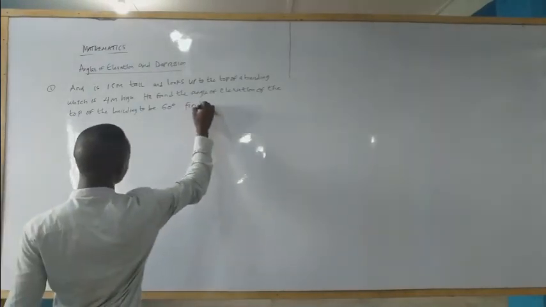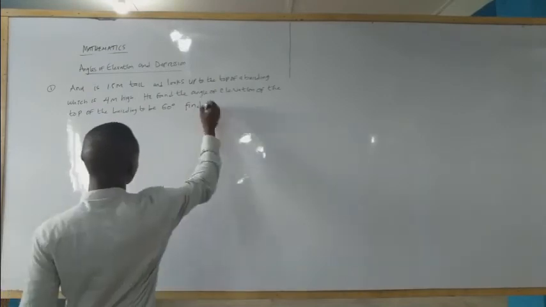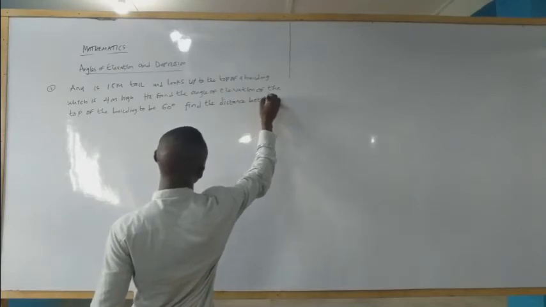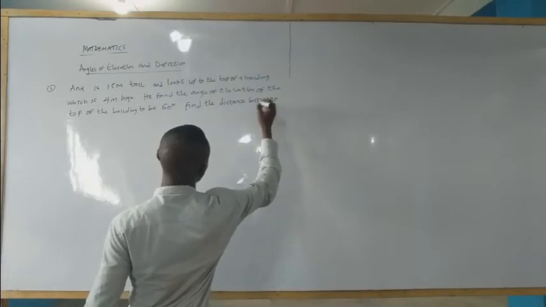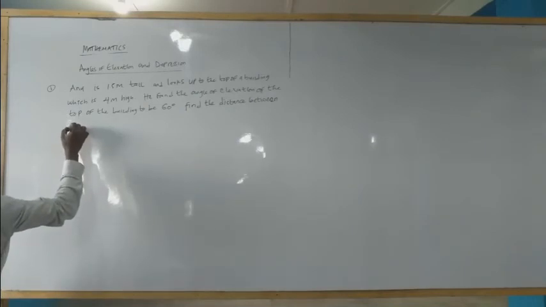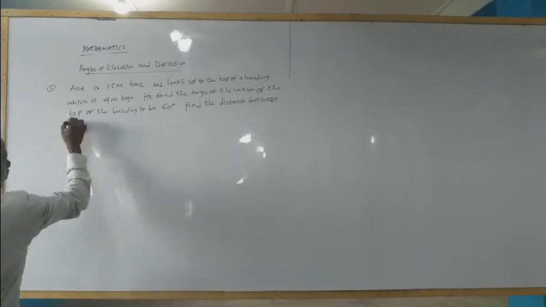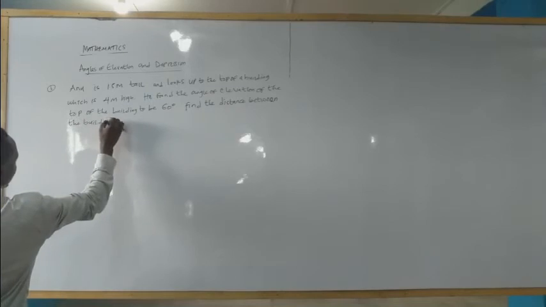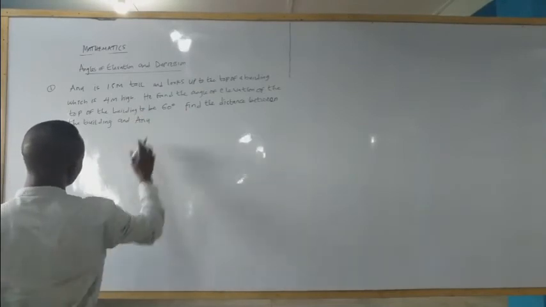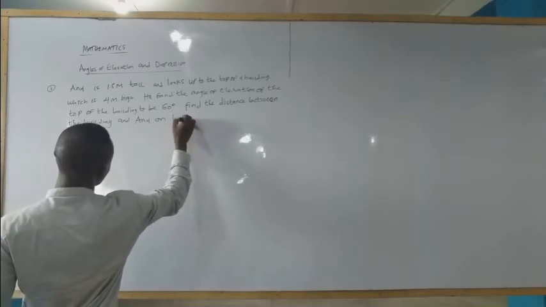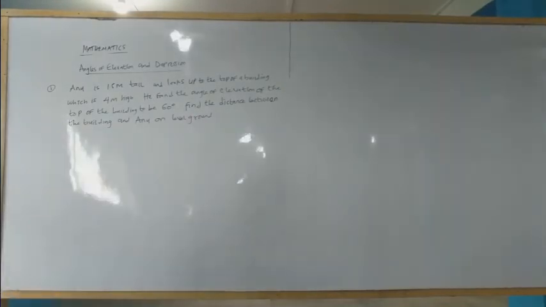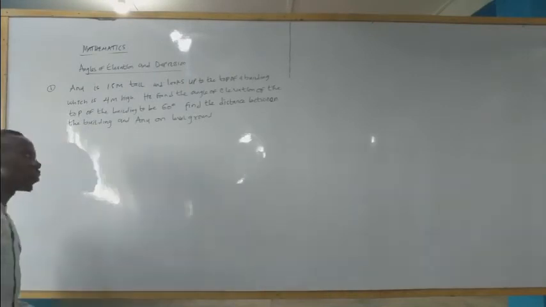Question now is what? Find the distance between the building and angle on level ground.